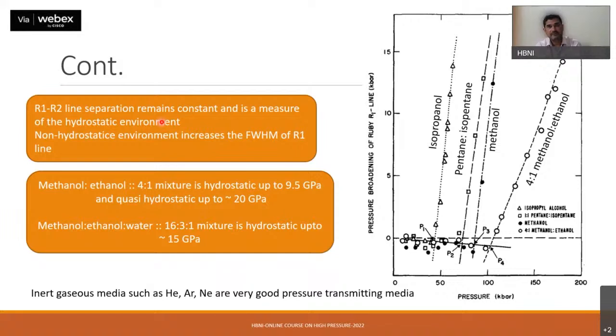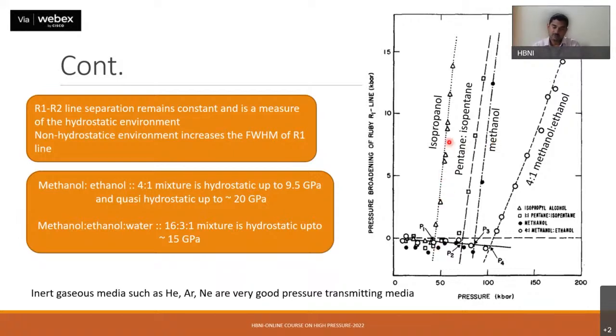So if your sample feels a truly hydrostatic environment, then the difference between the R1 and R2 lines, or the R1 and R2 line separation, remains constant with respect to pressure. But if it changes, that is again a signature that your pressure transmitting medium has become non-hydrostatic, or your sample is feeling a non-hydrostatic environment. So here is a cartoon or picture showing the hydrostaticity of different pressure transmitting mediums.